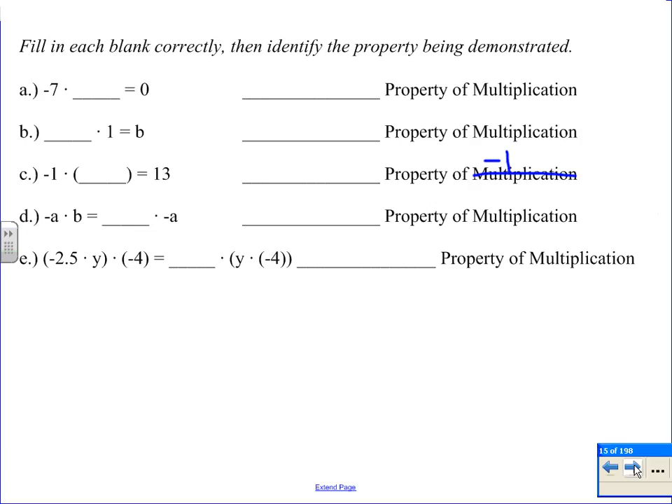Okay, let's go over A through E. Letter A, Briar, what did you fill in? Good. And what property is this? Good. Zero property of multiplication. You can also say 0 POM.